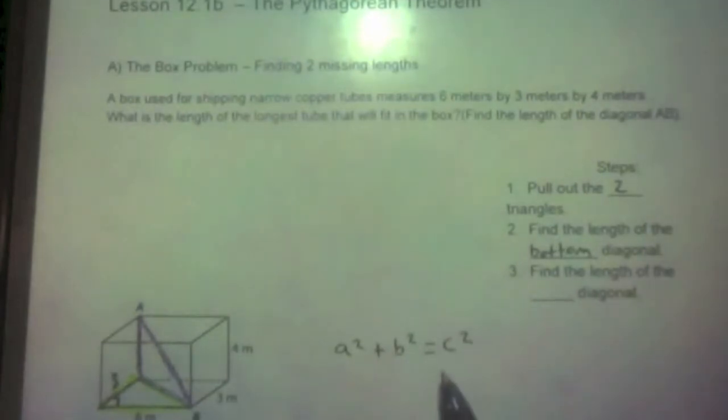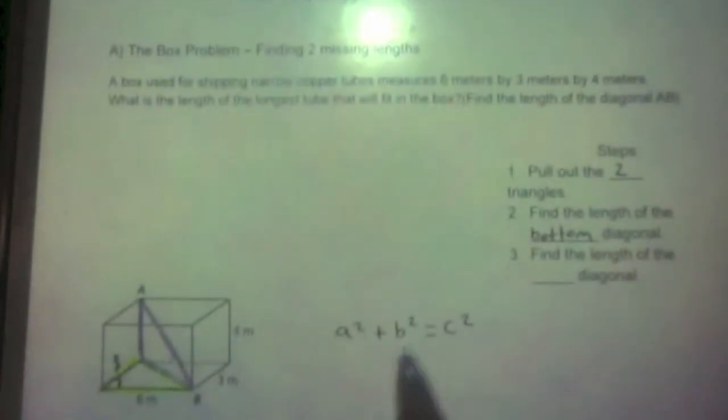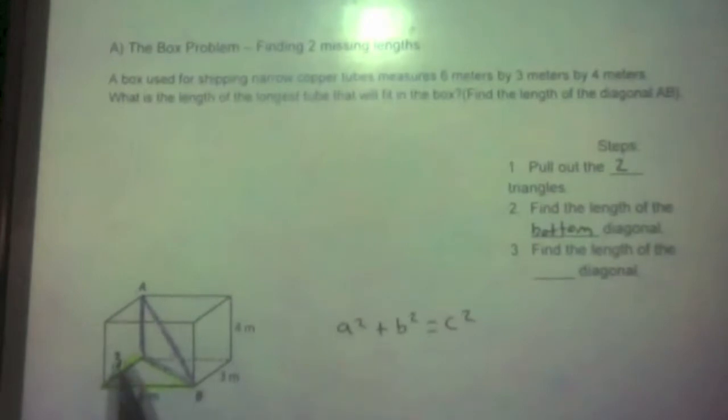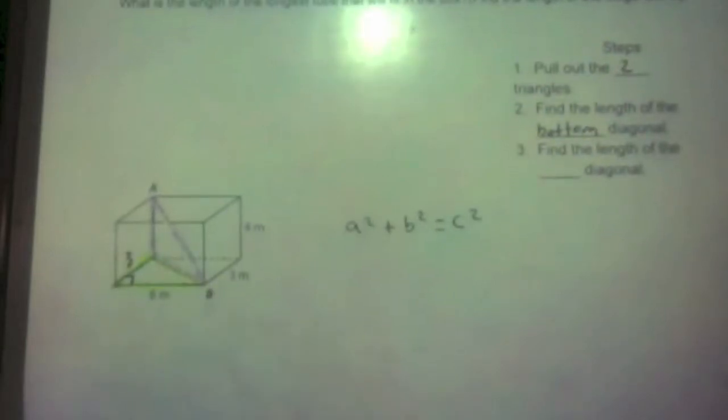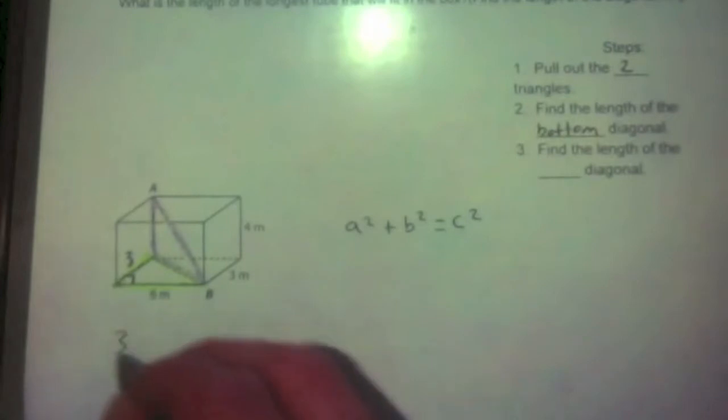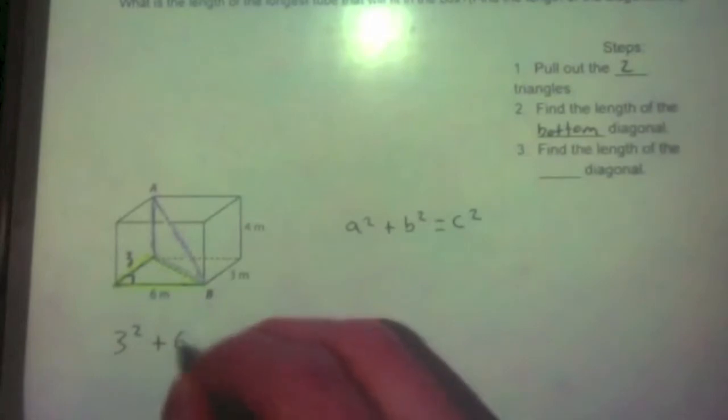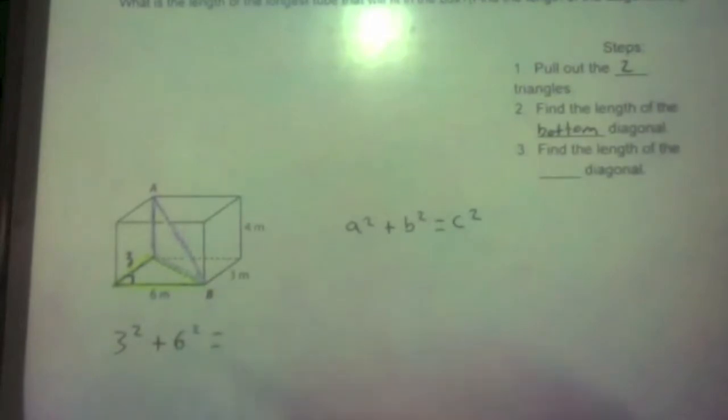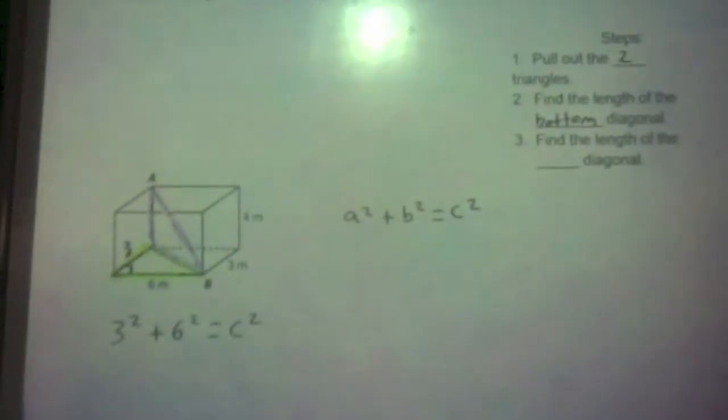All right, so that's our Pythagorean theorem. Now we're just going to plug these numbers into the theorem. We have our side A and our side B, and this diagonal is C. That's what we're trying to find. So we're going to say 3 to the power of 2, because that's my A, plus 6 to the power of 2 equals C to the power of 2.